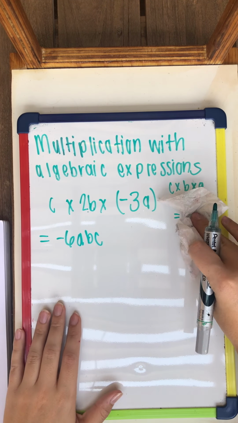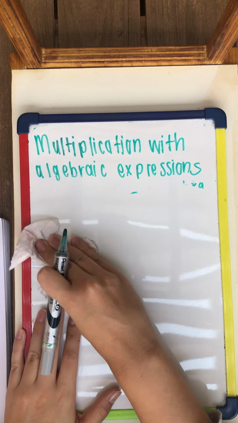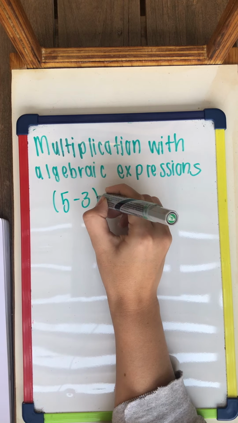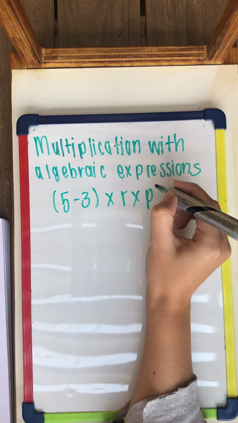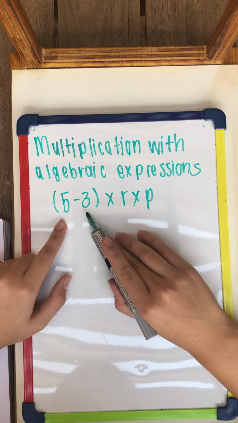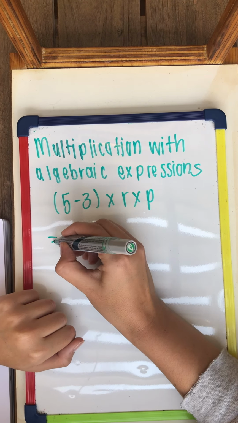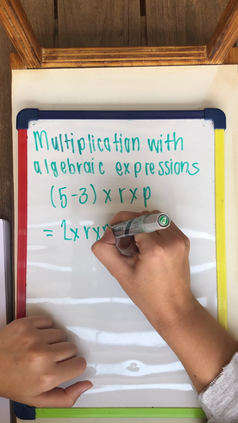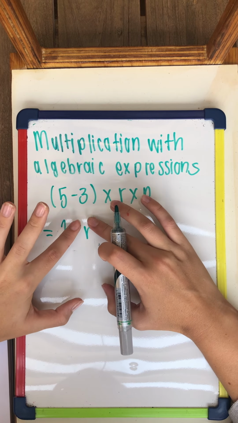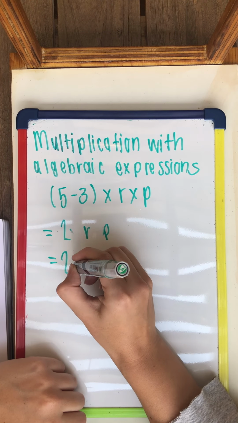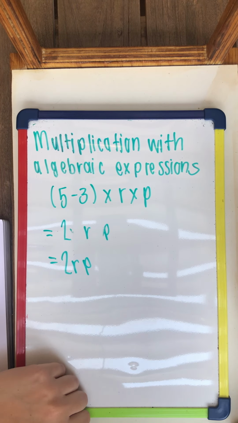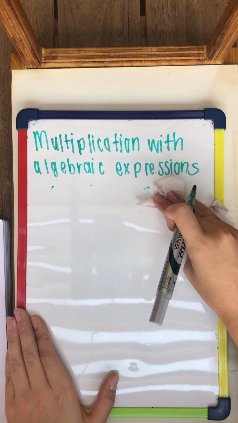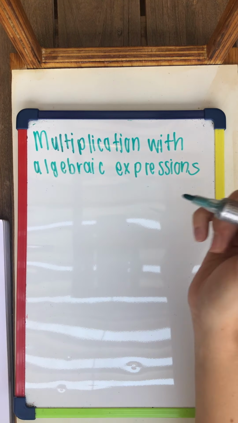Okay. If we do, for instance, 5 minus 3 times R times P. So I first do this, what's in the bracket, because I have to find out what my number is. So 5 minus 3 is 2. So I've got 2 times R times P. Now to write this, I take away the multiplication signs. So it's 2RP.